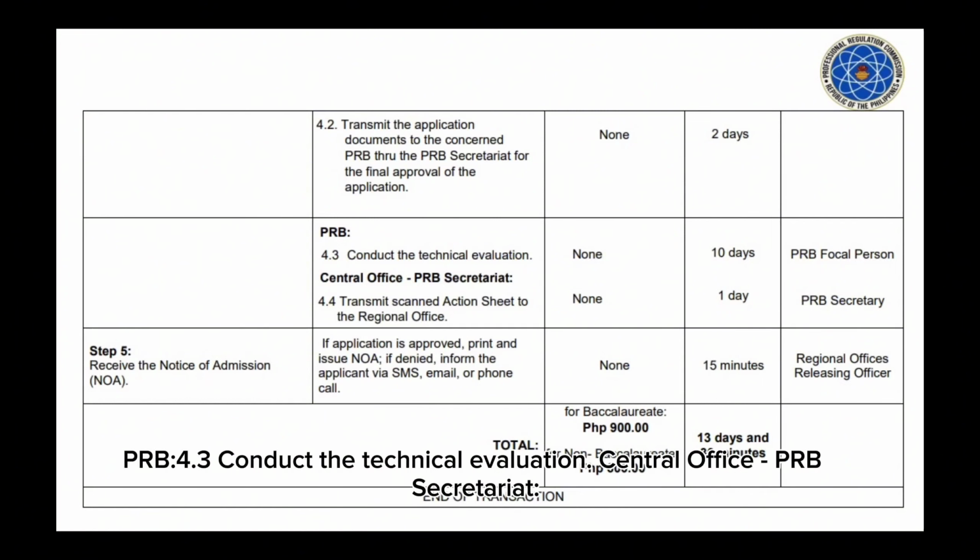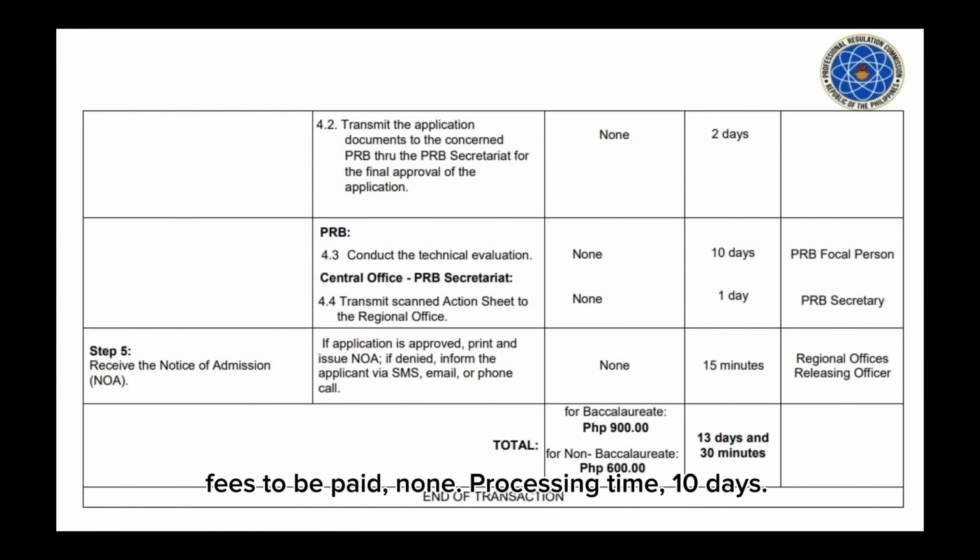PRB. 4.3. Conduct the technical evaluation. Central office, PRB Secretariat. Fees to be paid? None. Processing time? 10 days. Person responsible? PRB focal person.